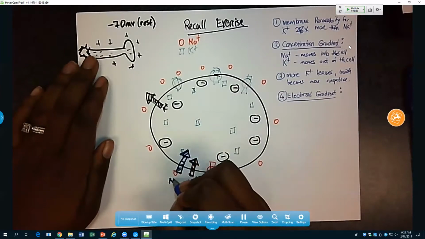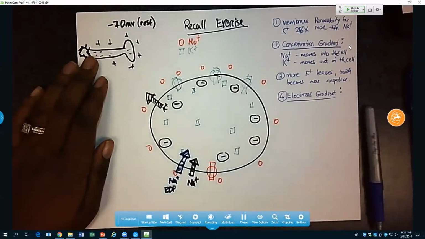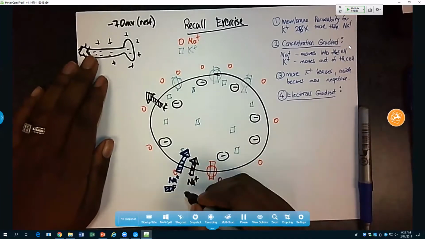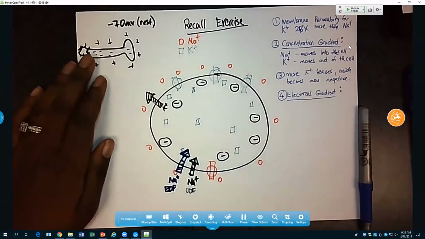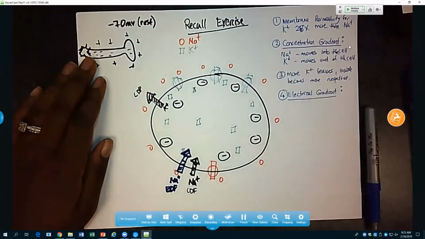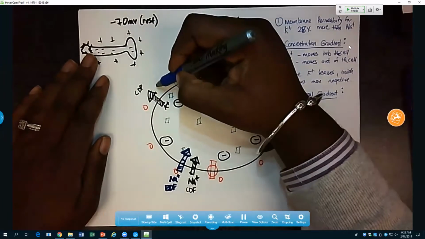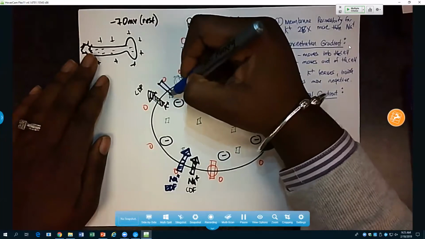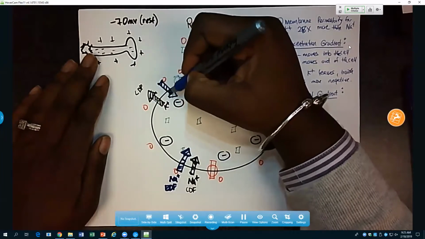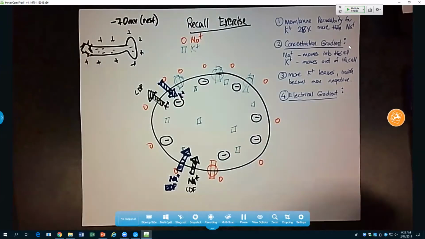Okay, this is also sodium. This is the electrical driving force. This one was the chemical driving force. Okay, just make a note here. And then potassium also wants to come into the cell. Remember, it's also a positively charged ion. And this was potassium. Okay.